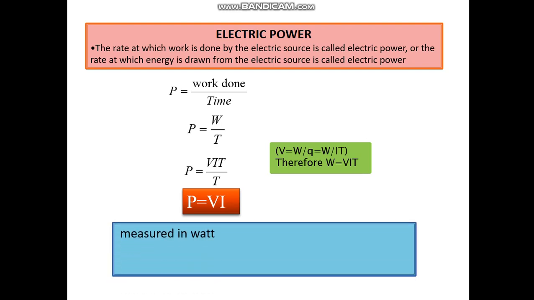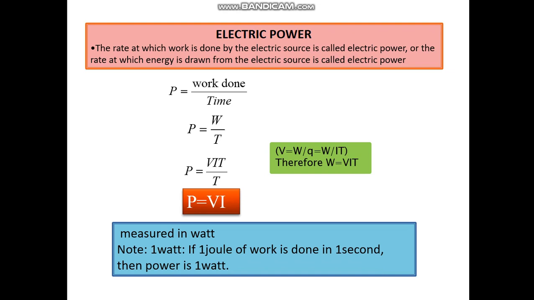So it is measured in watt. 1 watt is 1 joule of work done in 1 second, then power is 1 watt. That's the definition of watt.